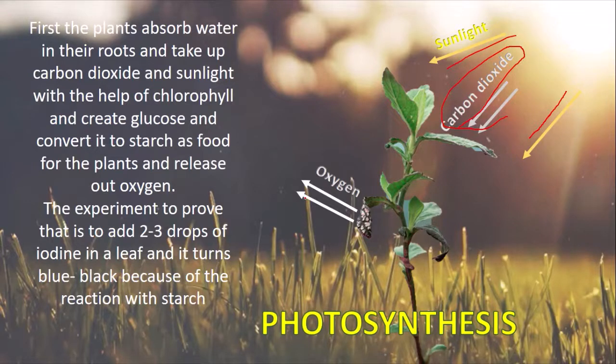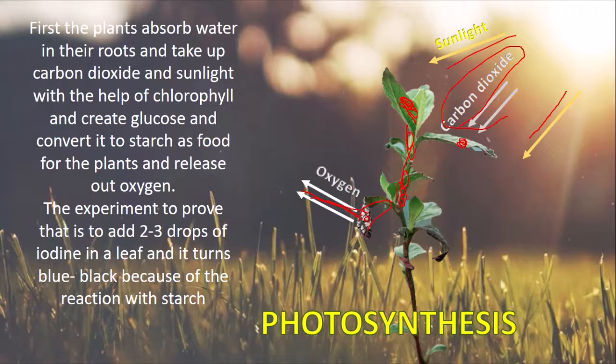And with the help of chlorophyll, there is a small green pigment named chlorophyll. Green pigment means it's a material that gives coloration, and it creates glucose and converts it to starch as the food for the plants, and then releases oxygen. See, it creates starch inside. The leaves convert glucose to starch and then release oxygen.